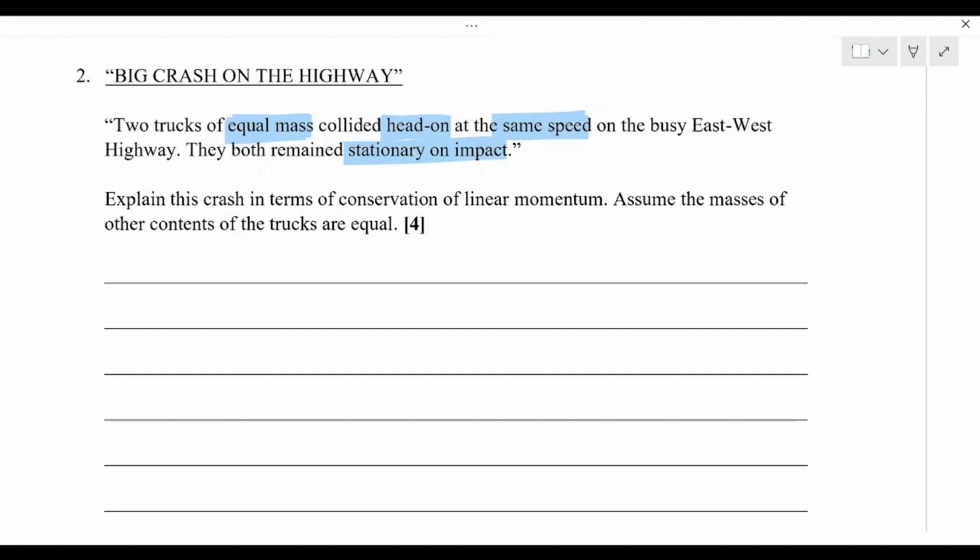We know that momentum is equal to mass times velocity. And if the trucks were of equal mass colliding at the same speed, that must mean that the absolute value of their momentum is the same.